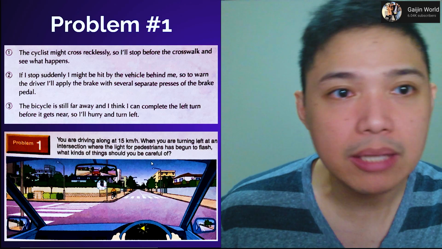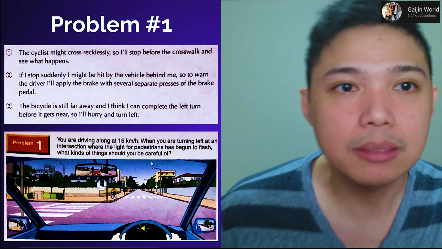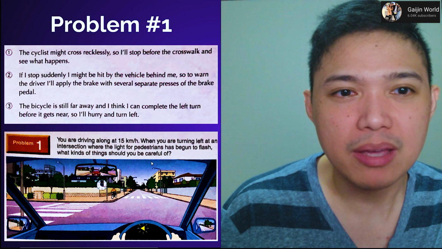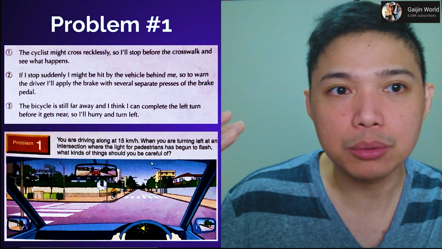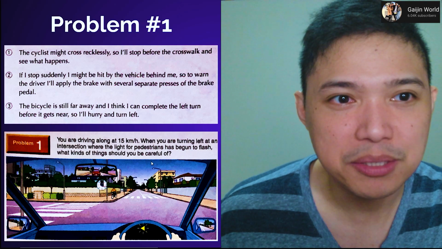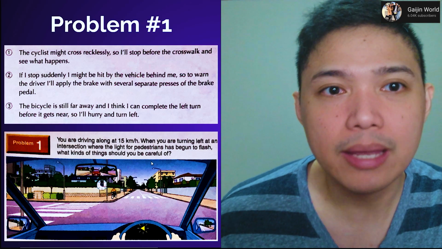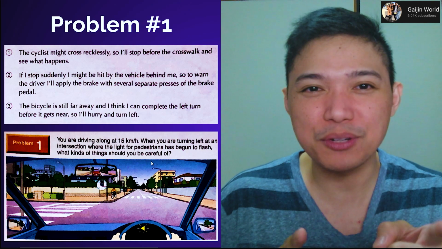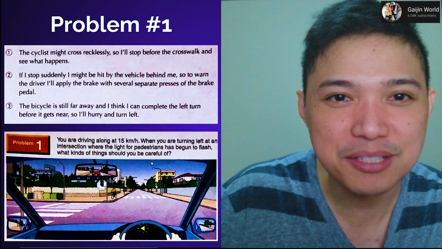Number 2, if I stop suddenly, I might be hit by the vehicle behind me, so to warn the driver, I'll apply the brake with several separate presses of the brake pedal. It means you're trying to signal the car behind you that you are going to stop, because if you stop suddenly, you might bump into each other. So I think this is true. For number 3, the bicycle is still far away and I think I can complete the left turn before it gets near. For that kind of question, the answer is false. So true, true, false.